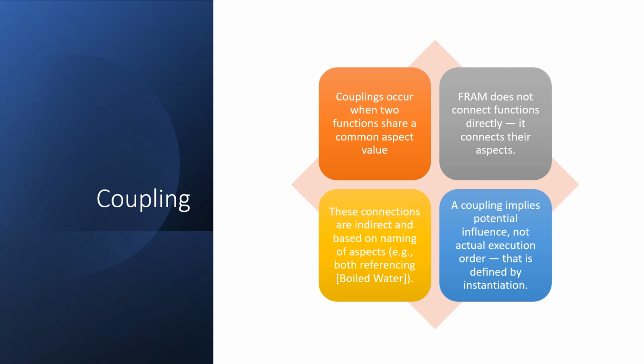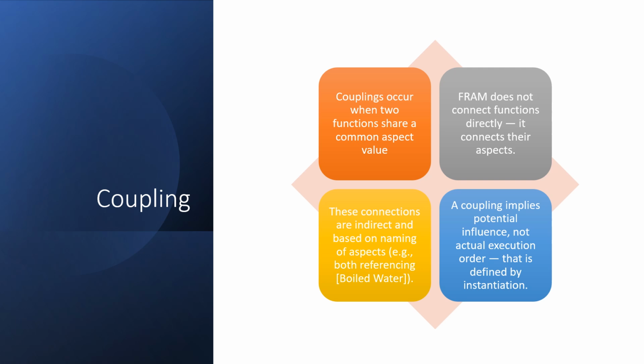Couplings are significant, and we need to put them to one side and discuss them. Couplings occur when two functions share a common aspect value, e.g. the output of one is the input of another, or the precondition or the control of another function. FRAM does not connect functions directly. It connects their aspects together. These connections are indirect and based upon naming conventions, so the connection between boiling water and pouring boiled water is boiled water. A coupling implies potential influence, not an actual execution order.